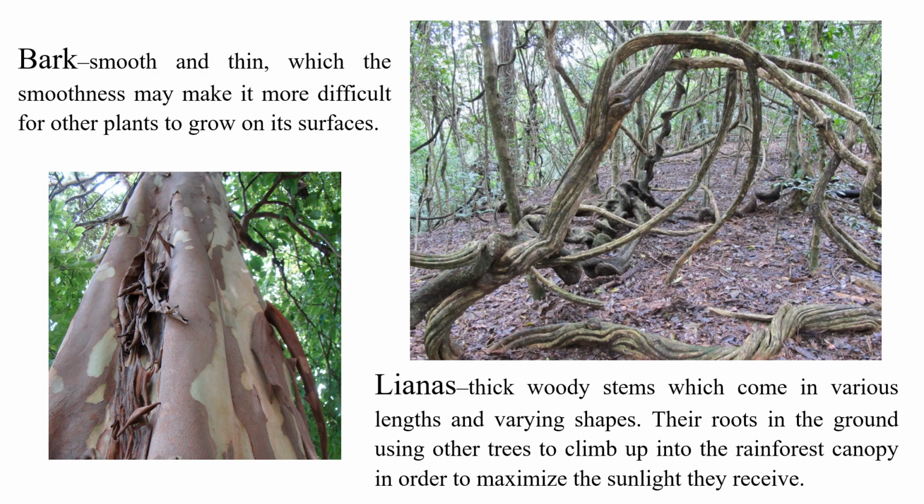Next, lianas. Lianas ni kebiasaannya dia tumbuh di bahagian bawah hutan lah, di permukaan. Okay, dia thick woody stem which come in various length. Dia ada pelbagai panjang, ada pelbagai bentuk, tak tentu. And usually, in order for them to maximize the receive of sunlight, so they will use other trees to climb up into the rainforest canopy.